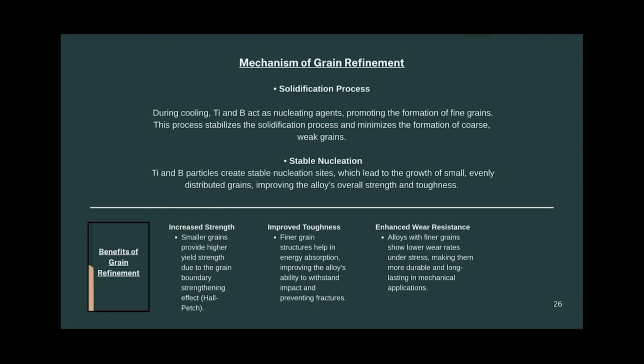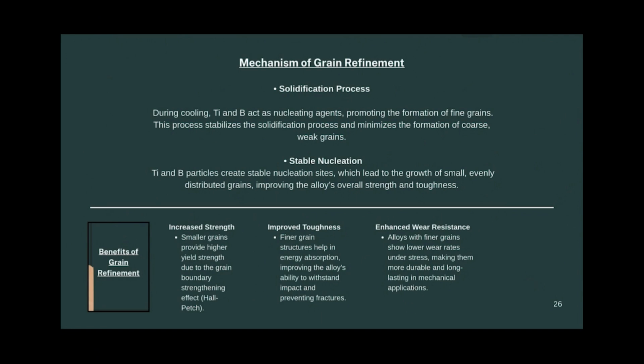The second one is stable nucleation. Titanium and boron particles will create stable nucleation sites, which lead to the growth of small, evenly distributed grains and improve the alloy's overall strength and toughness. The benefits of grain refinement include three: increased strength, improved toughness, and enhanced wear resistance.